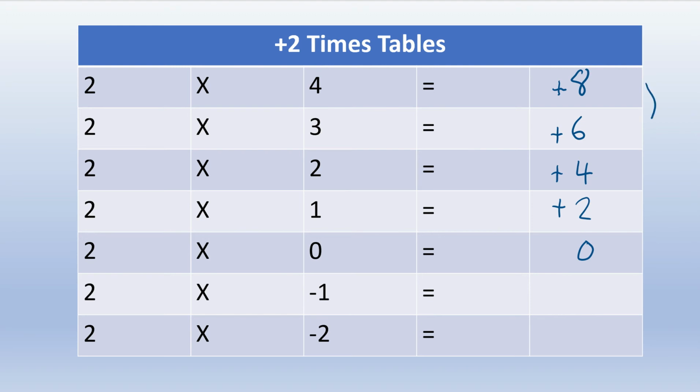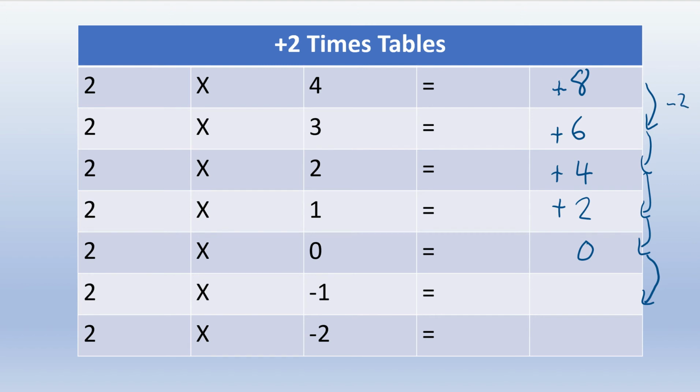So plus 8, then my next answer was plus 6, plus 4, plus 2, and 0. And you'll notice that they're going down in 2 all the time, because my times tables here, if you notice, I've gone 2 times 4, 2 times 3, 2 times 2, 2 times 1, 2 times 0. They're all going down in steps as well. So it makes logical sense that my next answer should follow the same pattern as the numbers before it. So in other words, you're taking 2 away each time. So I'll just put that here, take 2.